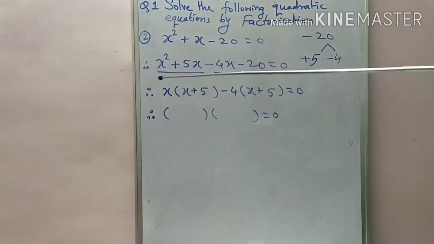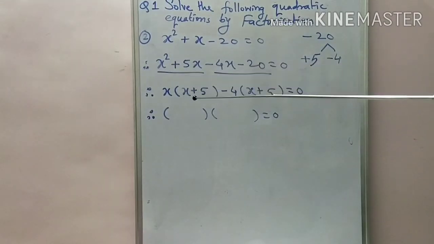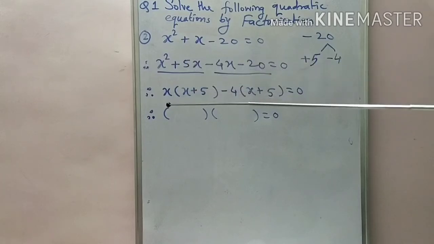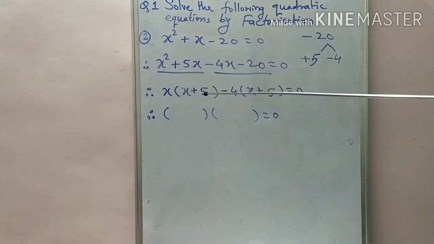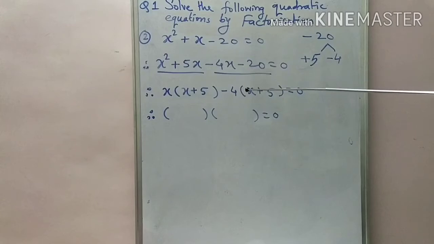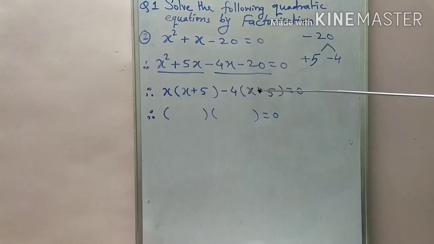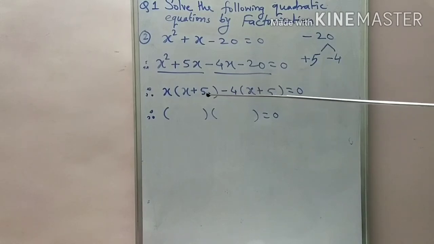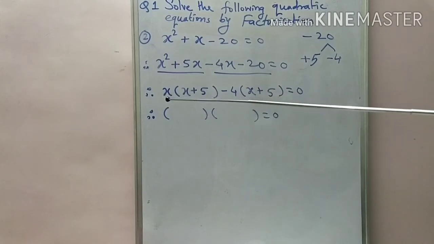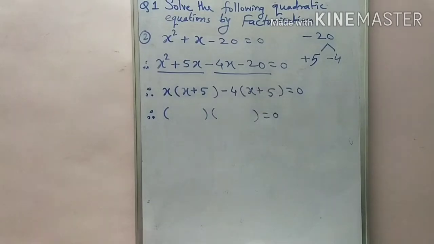understood? X is common, so x remains plus 5x, x as a common, so 5 remains, minus again here x remains, and here is minus, but we change this sign because we're taking outside as minus, so here plus 4 5s are 20. So here we're getting the common bracket as x plus 5, and the remaining terms x minus 4 we write down in the second bracket.